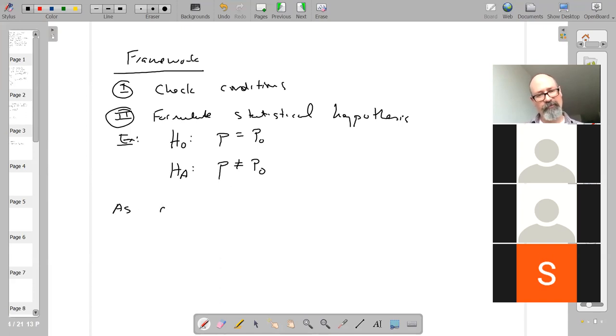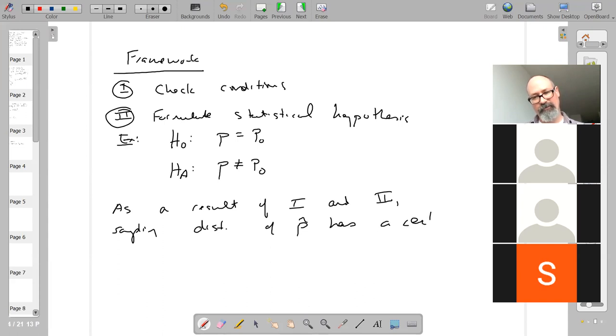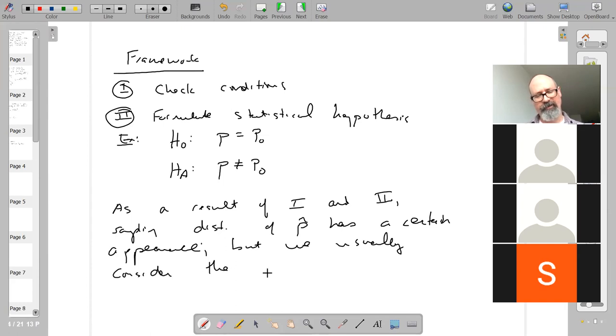As a result of one and two, the sampling distribution of p hat has a certain shape, a certain appearance. But for the work that we're doing in 18, we usually consider the test statistic and its distribution.